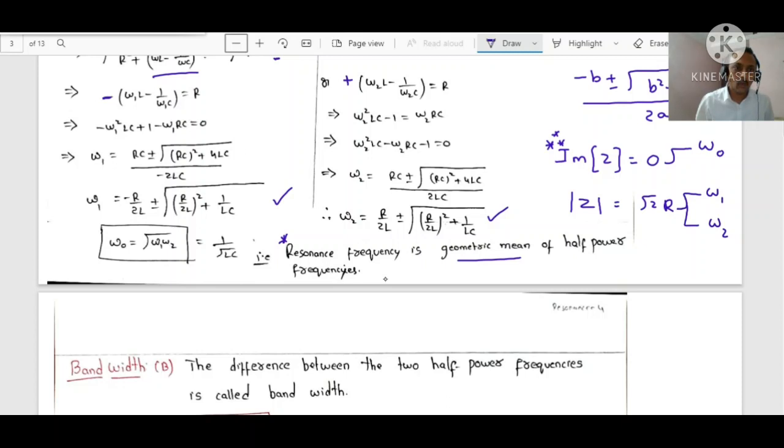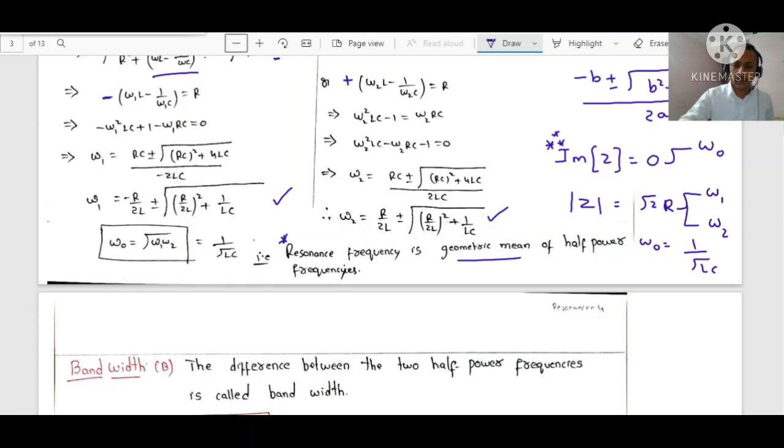If you want to cross check, already you know the value of omega naught. What is the value of omega naught? Omega naught equal to 1 by root LC. You just simply multiply omega 1 and omega 2 and take the root of that. Right? We will get 1 divided by root LC.